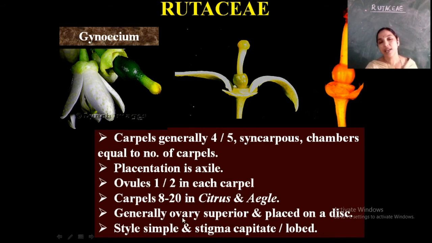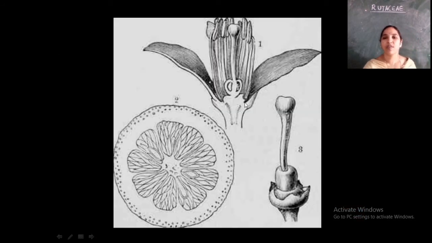Okay. Generally superior ovary placed on the disc. See, this is the disc, ovary is placed on the disc. See how it is very nicely arranged. This is a disc and ovary on the disc. That's why the term Disciflorae. Okay. Style, very simple style. Simple, not divided, nothing. Simple style with capitate or lobed stigma. Okay. So this is the flower. You can see the arrangement of this ovary on the disc.